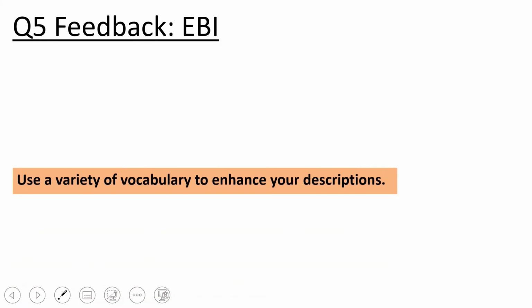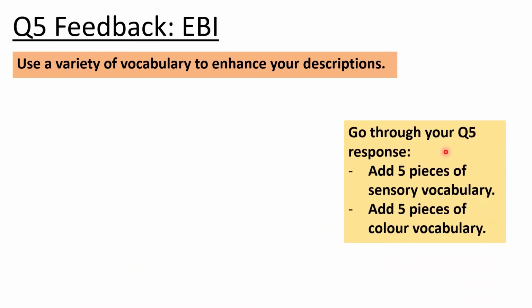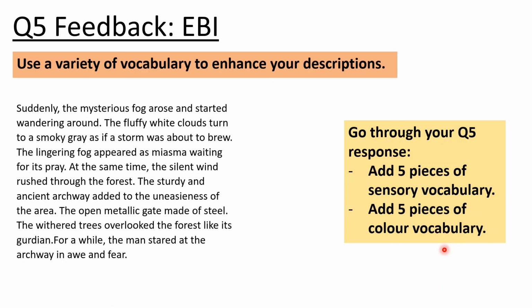All right, so now it is your turn. You're going to go through your question 5 response, and you're going to add 5 pieces of sensory vocab and 5 pieces of colour vocabulary. So that's 10 in total. I don't mind how you spread them out. If you want to use 2 in one paragraph, 3 in another paragraph, 3 in another paragraph, it doesn't matter, as long as there are 10 in total, and I can see that when you submit your work. I'm going to show you how I would do it for this student's response.